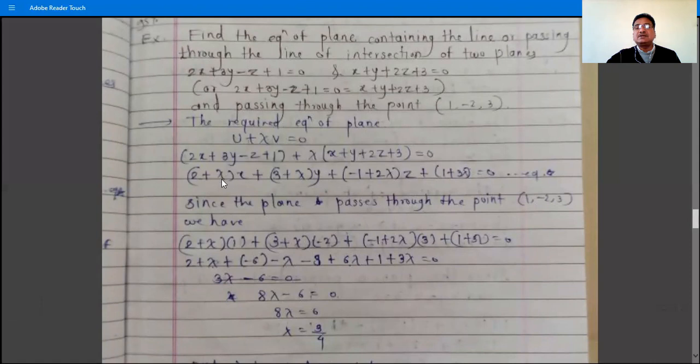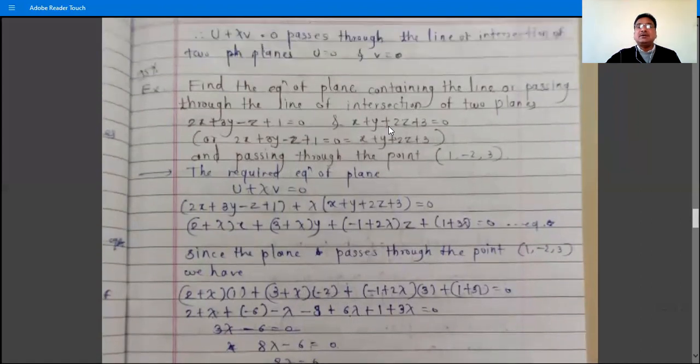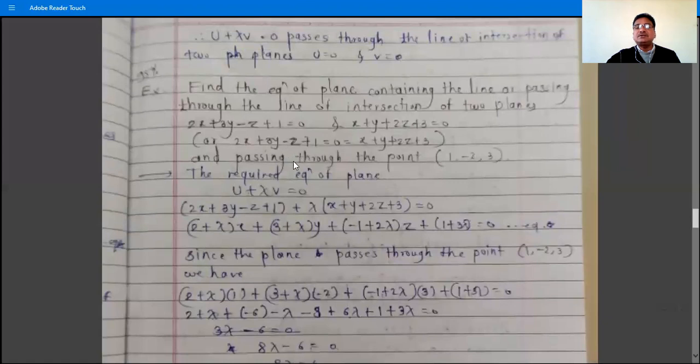So simplify this in the form ax + by + cz + d = 0. Collect the coefficient of x, it is 2 + λ; the coefficient of y is 3 + λ; the coefficient of z is -1 + 2λ; and the constant is 1 + 3λ, equal to 0. This is equation star.